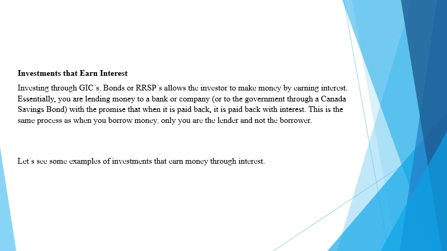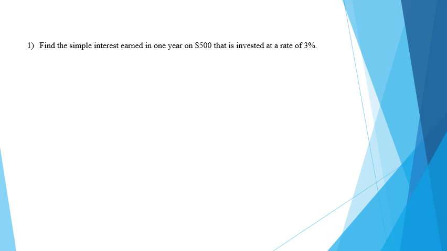Let's see some examples of investments that earn money through interest. So we're going to look at a simple interest problem. Find the simple interest earned in 1 year on $500 invested at a rate of 3%. So you're investing $500, maybe in a GIC or in an RRSP, and it's collecting interest at a rate of 3% per year. So that's simple interest. We want to know how much interest is earned after 1 year.